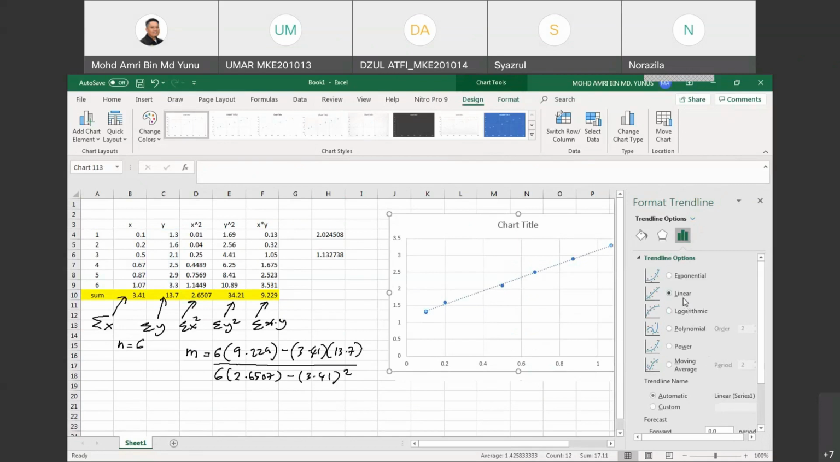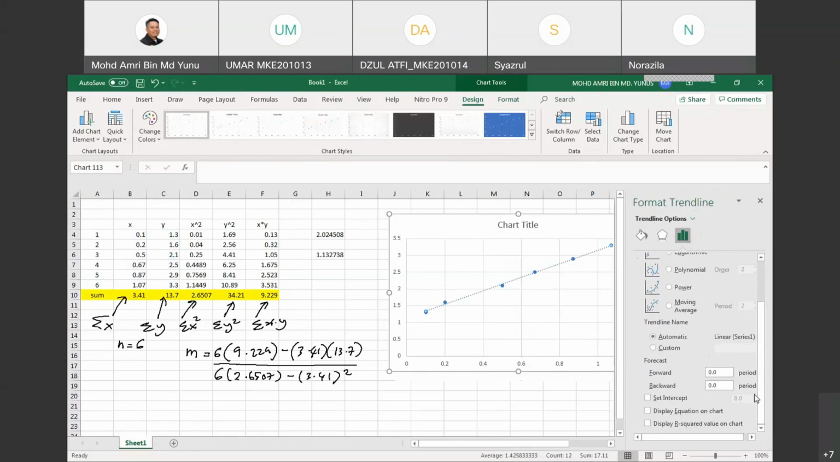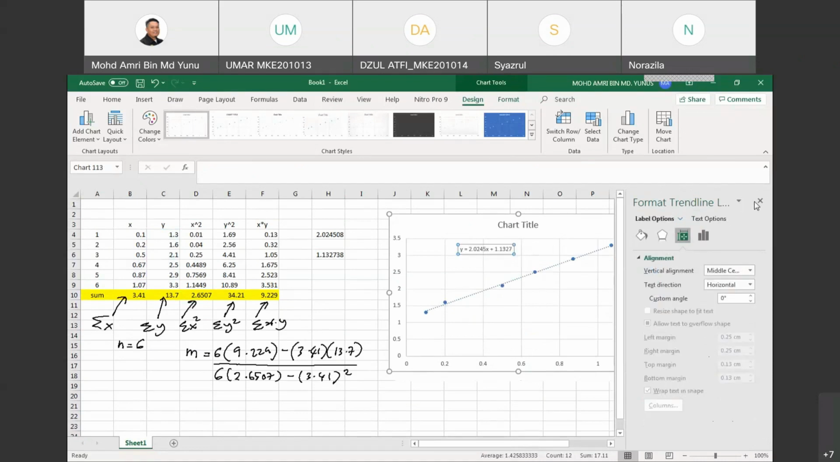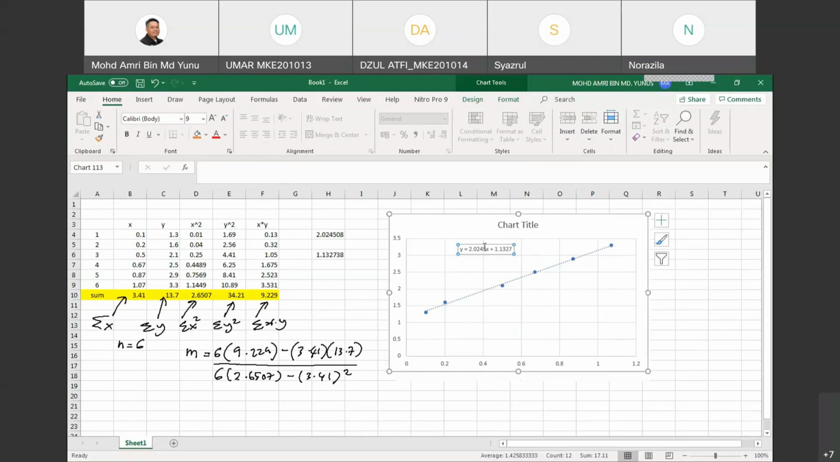Because we are dealing with linear. So display equation on chart. All right. So as you can see here, the equation is calculated as a linear equation by the Excel graph. So M is 2.0245. Okay, exactly. And the intercept at Y is 1.13.